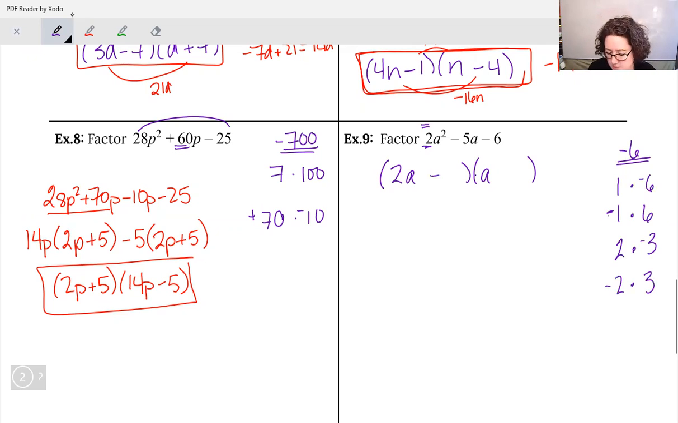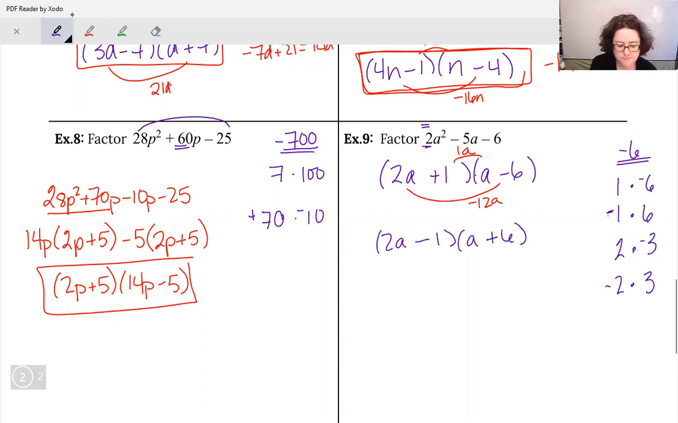So let's start with plus 1 and minus 6. Test it out. Okay, we have a 1a, negative 12a. Do those add up to give you a negative 5 in the middle? Nope. Try the next one. Okay, 2a minus 1, a plus 6. Let's see. So negative 1a, we're going to run into the same problem. These are just too far apart to make that difference of negative 5. So I'm going to try a different one.